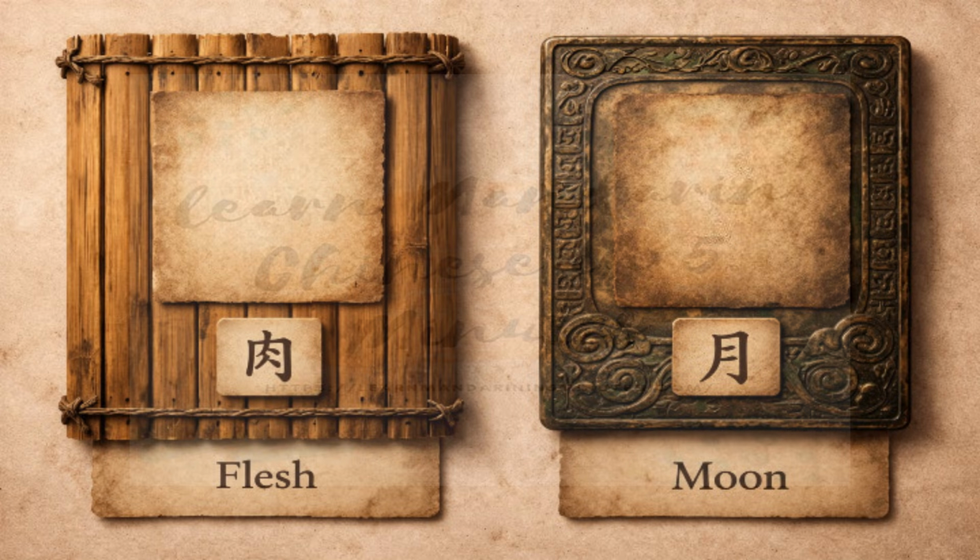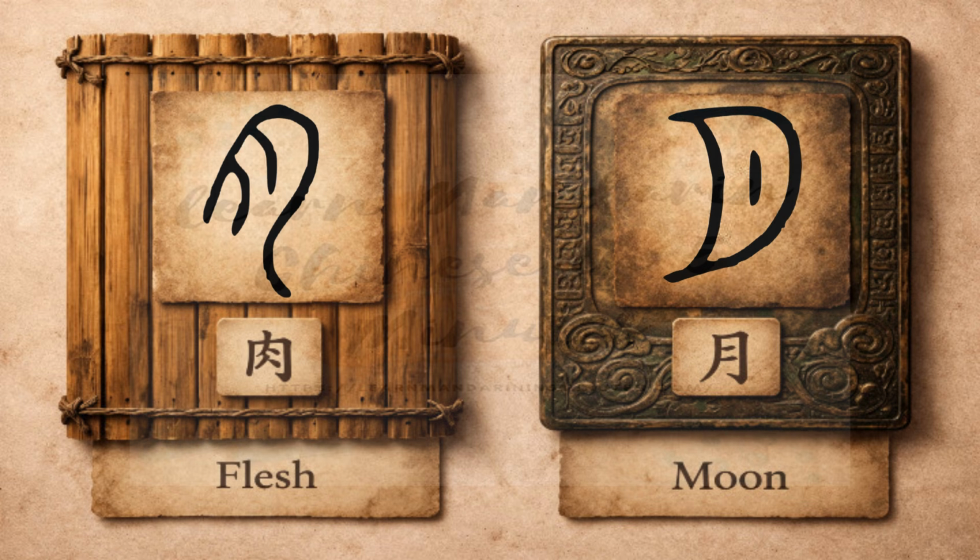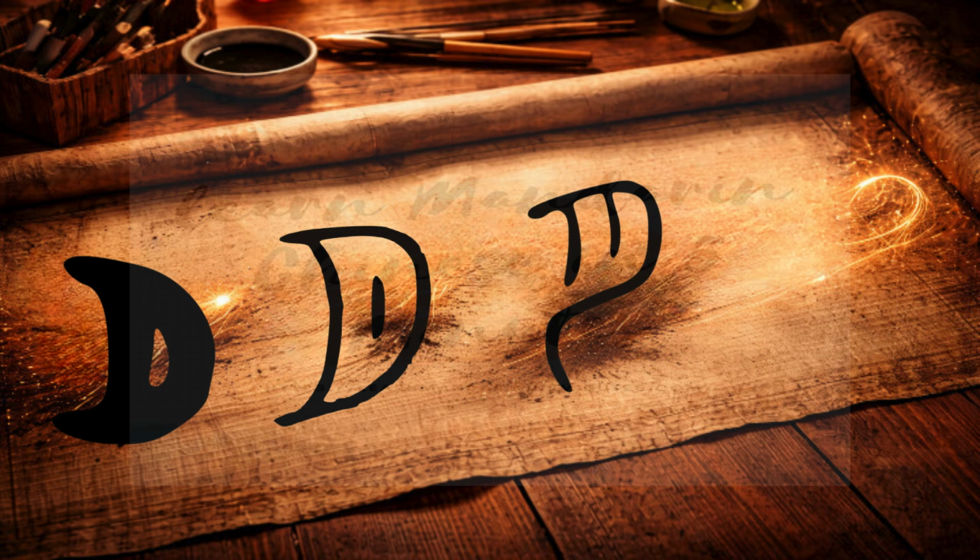A long time ago, moon and flesh were actually written differently. They were not the same shape. In very early Chinese writing, rou had its own form and yue had its own form. But over time, as Chinese writing changed and became easier to write, the side form of rou, meaning flesh, gradually started to look more and more like yue.